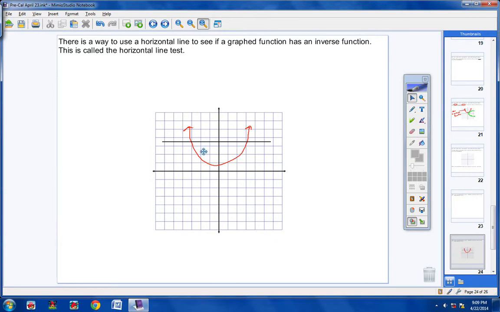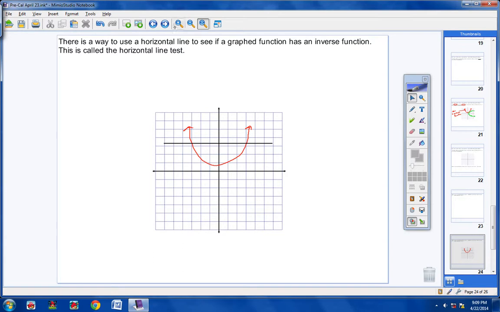If you want to know if a graph has an inverse function, you use the horizontal line test. What this means is if there's anywhere you can draw this horizontal line, and that horizontal line intersects the graph in more than one place, then the function of this red graph is not a 1-to-1 function. Thus, the function of this red graph does not have an inverse function. It does not. And so that's a quick way to check to see if a graphed function has an inverse function.